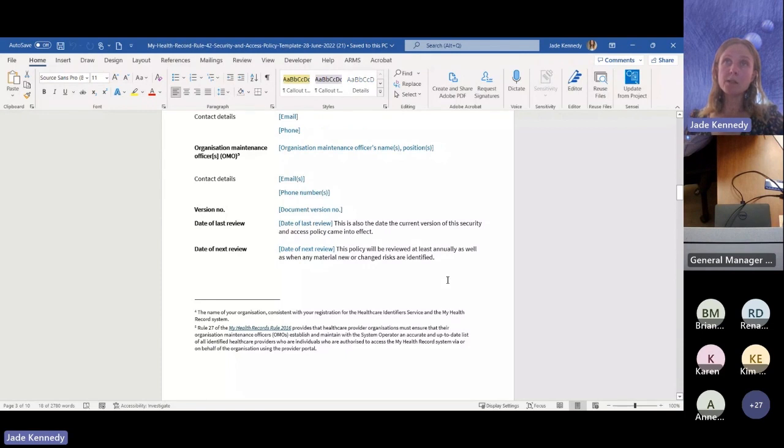One of the requirements with the security and access policy is that it needs to be reviewed annually at a minimum, as well as whenever any new risks are identified for the organisation.